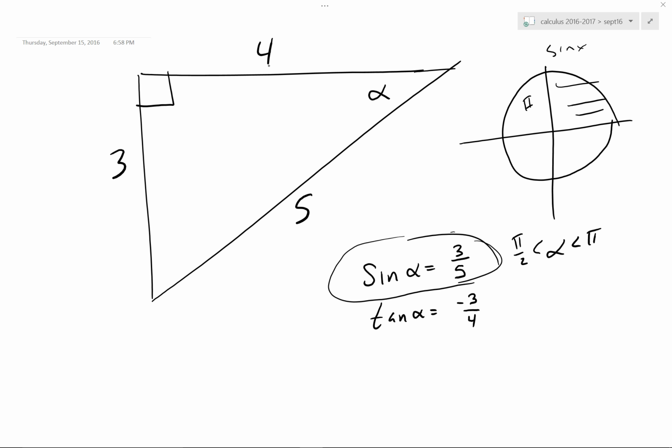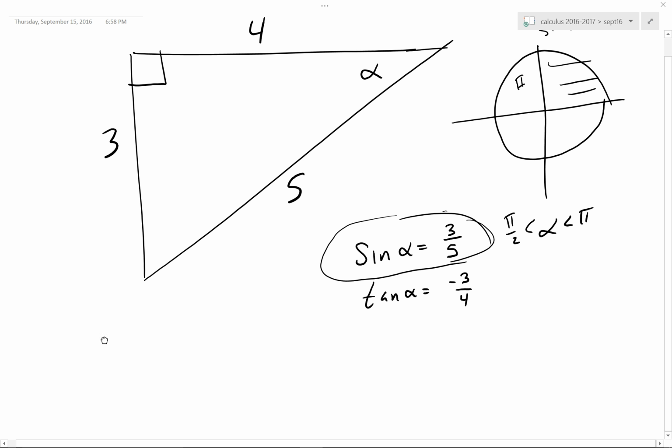Okay, so great. Now watch this. This is kind of a big deal. What would the cosine of 2 alpha be? And you're like, oh, I don't know. But I do. One of those trig ratios is that the cosine of 2 alpha is cosine squared minus sine squared.